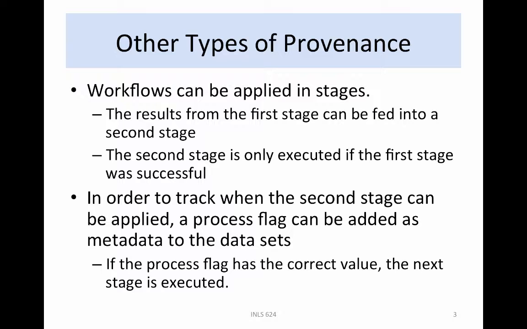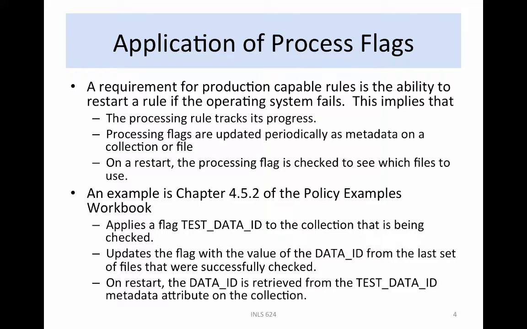In order to track when the second stage can be applied, a process flag can be added as metadata to the datasets. If the process flag has the correct value, then the next stage is executed. We can use metadata attributes to track provenance and establish links between documents and processing steps.